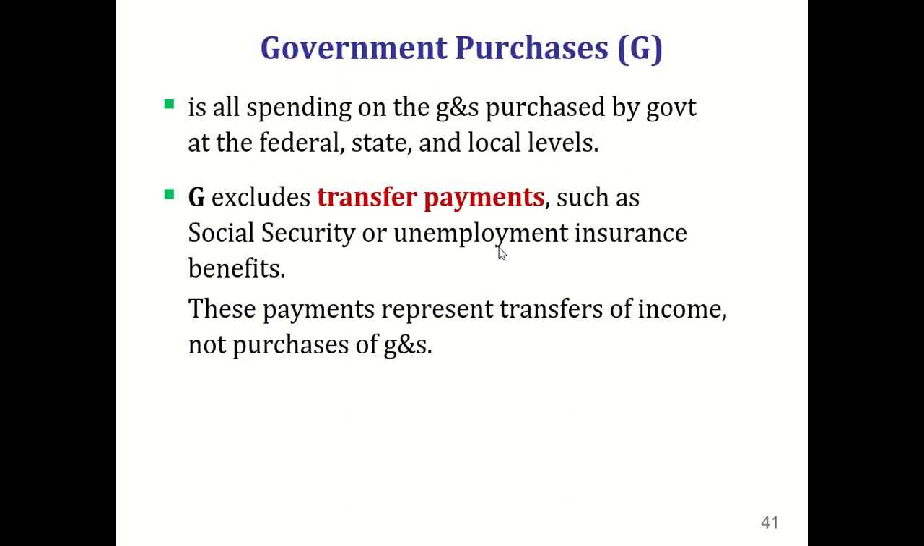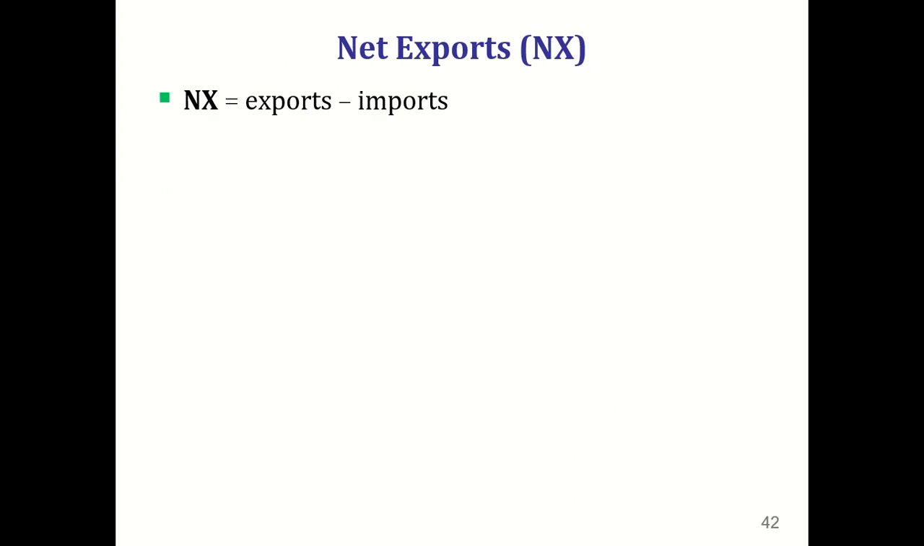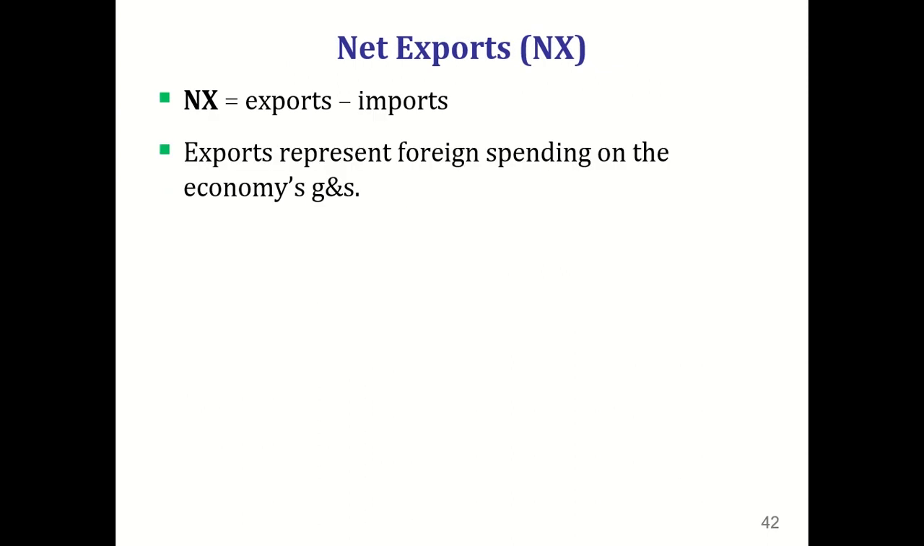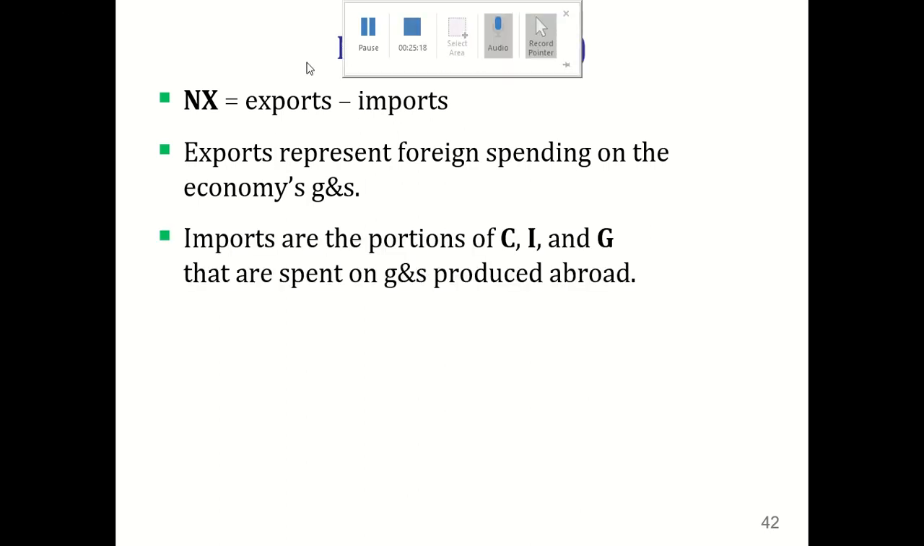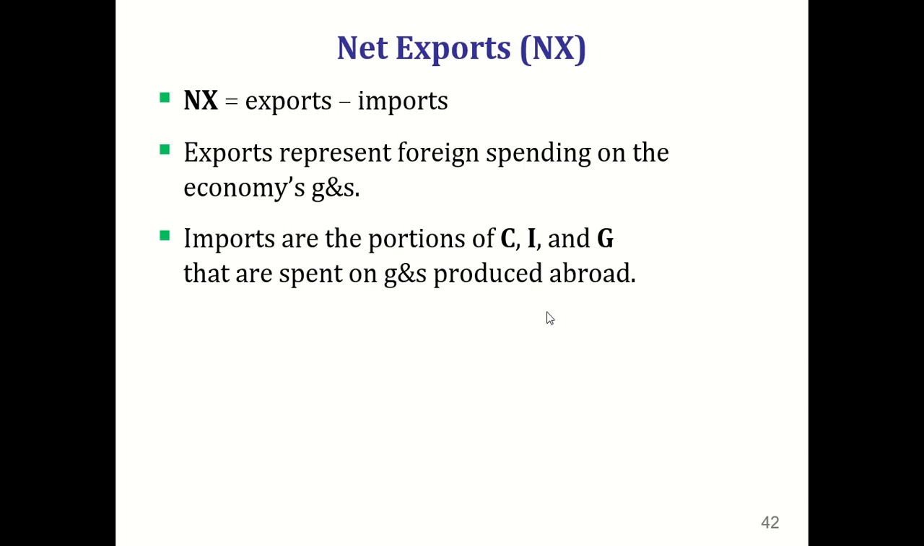Now, as far as the last component is concerned, it is the net exports. Net exports are nothing but exports minus imports. Exports represent foreign spending on the domestic economy's goods and services, whereas imports are the portion of C, I, and G that are spent on goods and services produced abroad.